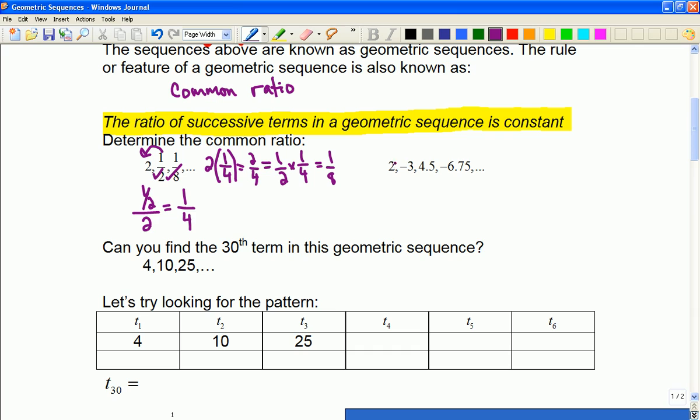Okay, so again, any two terms, I mean, we could take these two, but why would we want to work with those decimals when the easiest pair is probably those two? So in this case, the common ratio is -3/2.